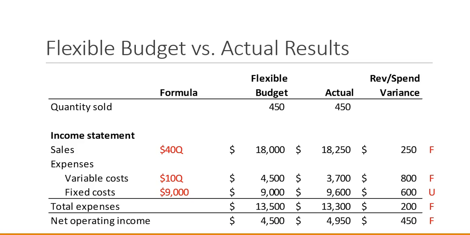The fixed costs were $9,600 in the actual income statement. That's $600 more than we had budgeted for fixed costs. And total expenses were $200 less than what we had planned based on the flexible budget. That's favorable. And our total end result, net operating income, $450 better than or favorable to what we had originally planned.